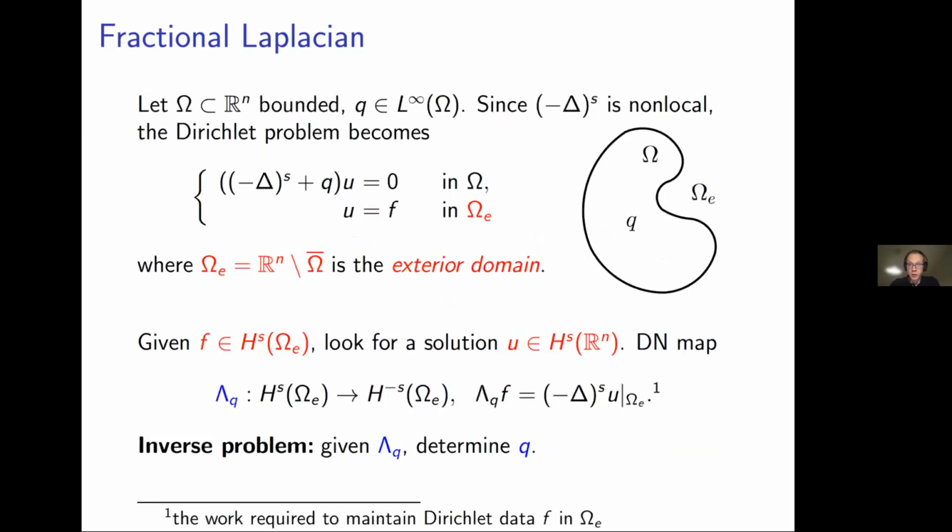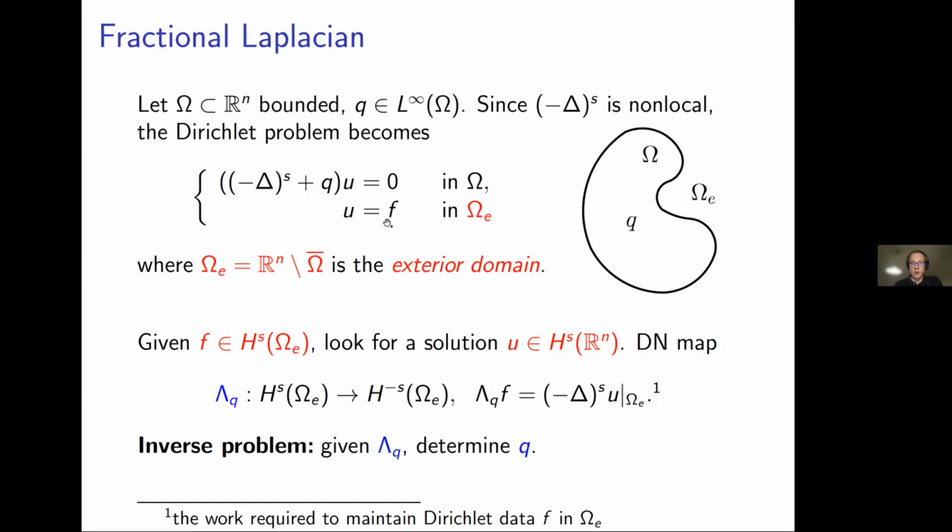So let me try to formulate the Calderón type problem, which involves this fractional Laplacian. So again, omega is a bounded domain in R^n, and now you have some potential q in L infinity of omega. And you want to look at the solutions of the fractional Schrödinger equation, (-Laplacian)^s plus q, u equal to 0 in omega. But now, because this operator is non-local, it's not enough to prescribe the value of u at the boundary. You actually have to prescribe u in the whole exterior. So this omega_e is the complement of omega bar. So this is the exterior domain.